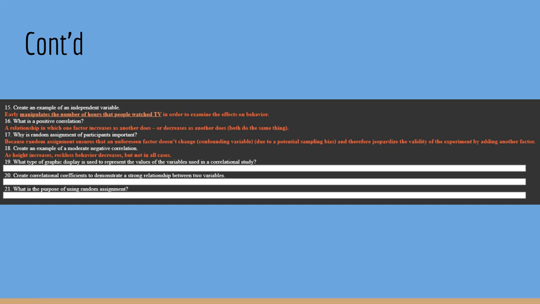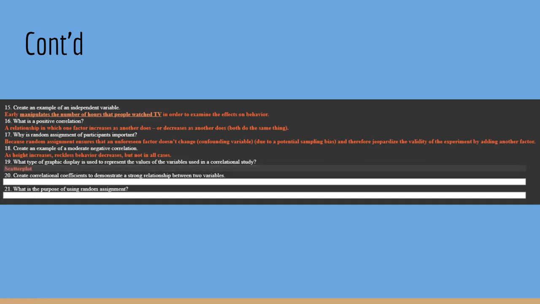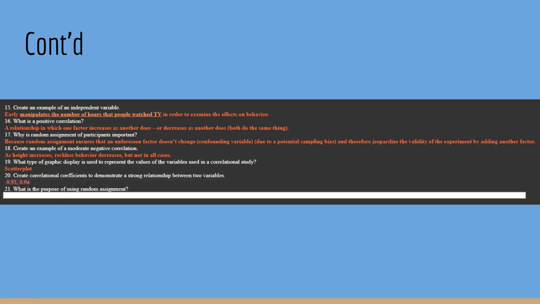What type of graphic display is used to represent the values of variables in a correlation study? That happens to be the scatterplot. Create a correlational coefficient to demonstrate a strong relationship. Well, kind of already did that. I don't know why there's repeats. -0.92, or positive 0.94. Basically anything that's close to -1 or 1. If you chose something close to 0, that would be incorrect.